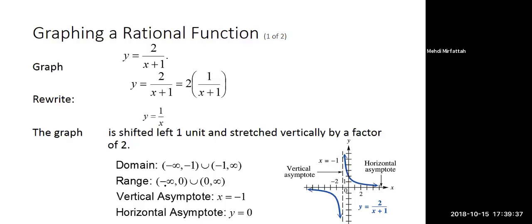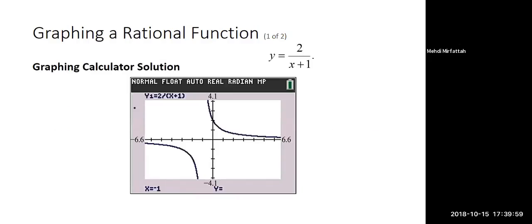The range would be from negative infinity to 0, 0 to infinity. And the vertical asymptote, as you can see, is changed. The vertical asymptote would be x is equal to minus 1, and the horizontal asymptote still would be the x-axis, y is equal to 0. If you use a graphing calculator, you can see the shape of your graph as we use the shifting method.